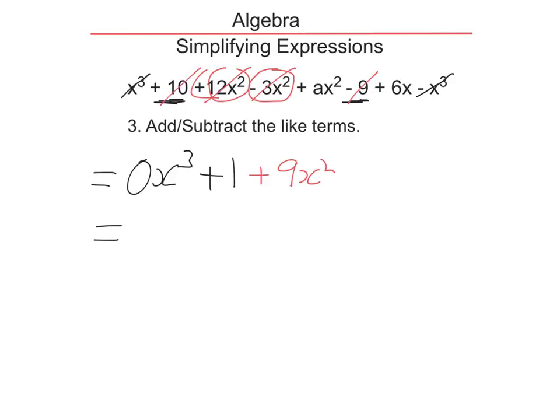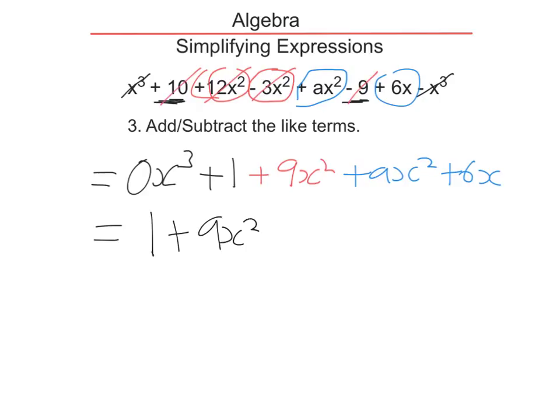Now let's have a look. What's left? Well, we've got this ax squared and this 6x. I can't join them together because they've got different letters, they're not like, so that means I just have to leave them as they are. So at the end, this term here and this term here stay as they are. Which means the final answer is equal to 1 plus 9x squared plus ax squared plus 6x.